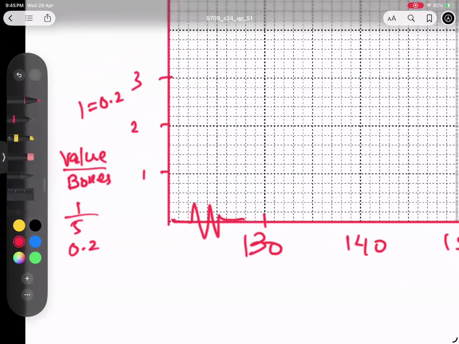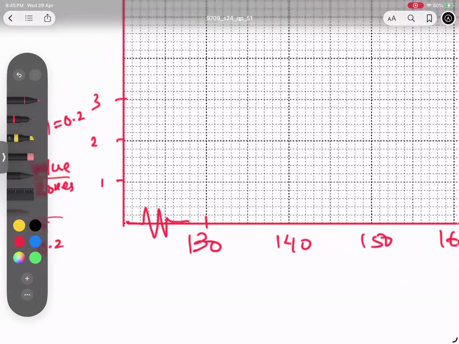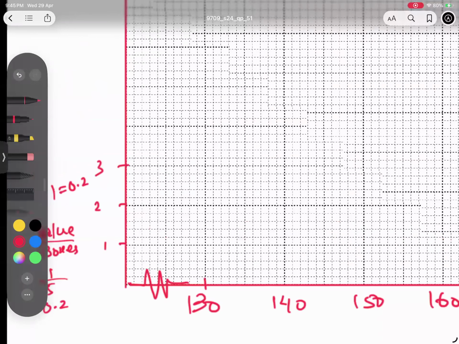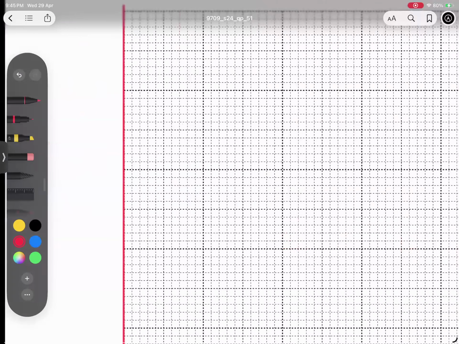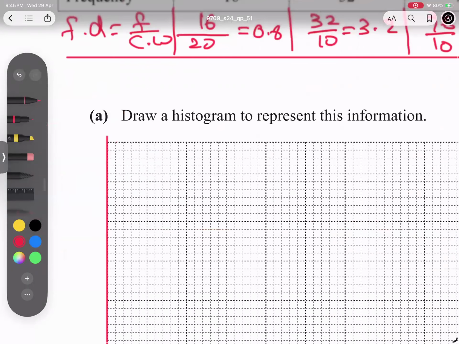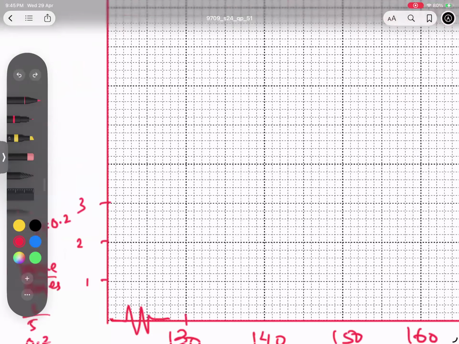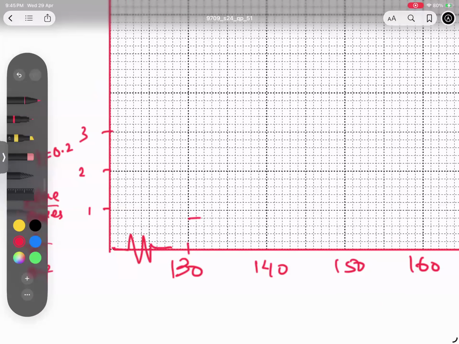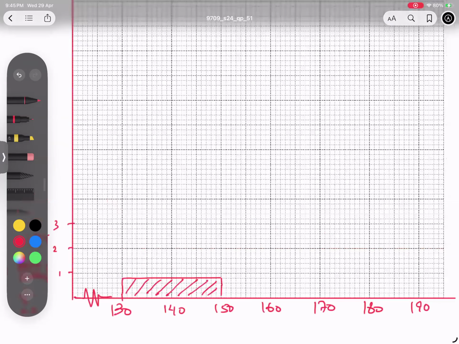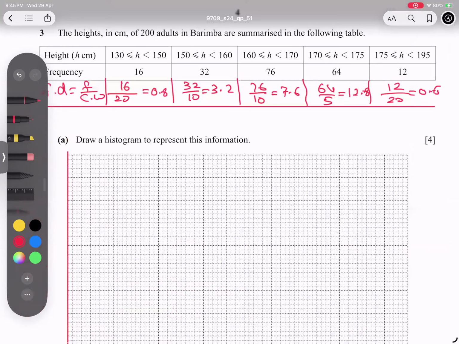So let's start. I'm looking for 0.8. You can see, students, on top, 0.8. Starting from 130 to 150 and the height is 0.8. 0.8 means 4 boxes. So 4 boxes. Shading is not compulsory. If we do it, good. Done. Second column, students, starting from 150, ending 160, height 3.2.